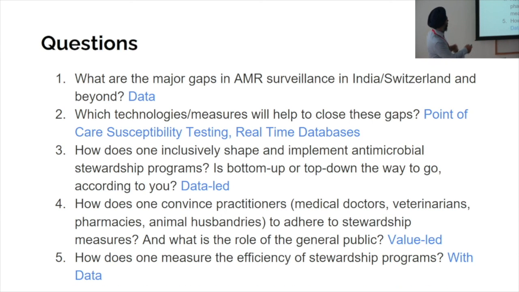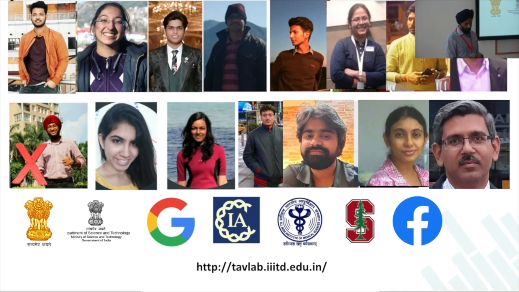I'll just end by saying that it's data, and data. I mean, major gaps are data. Technology, we should have point of care susceptibility testing, real-time databases, data-led stewardship, value-led engagement with practitioners. They need to see the value of data and of models. And how do we basically measure the effectiveness, of course, with data?